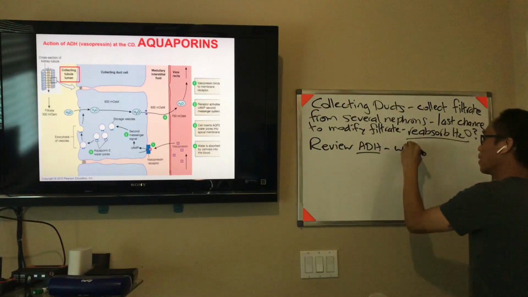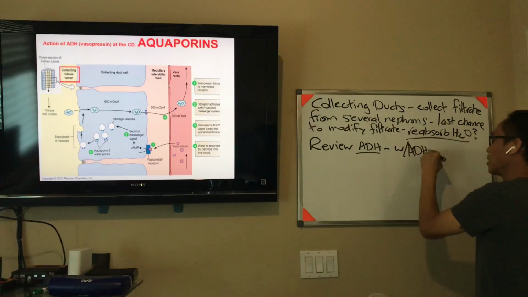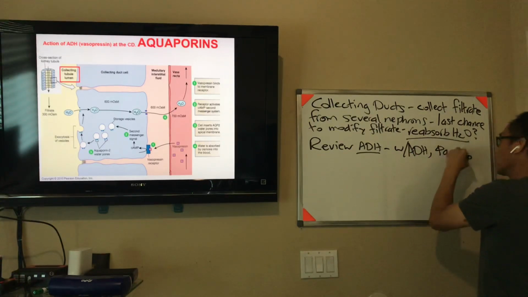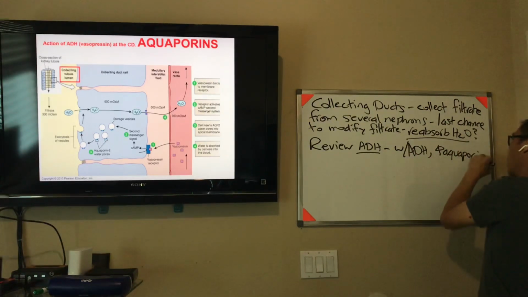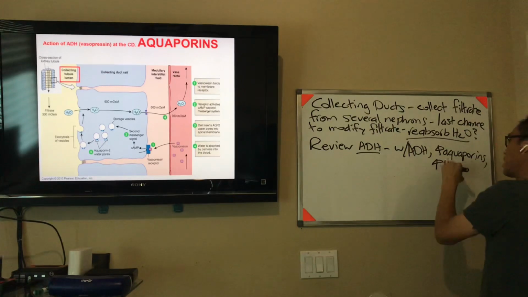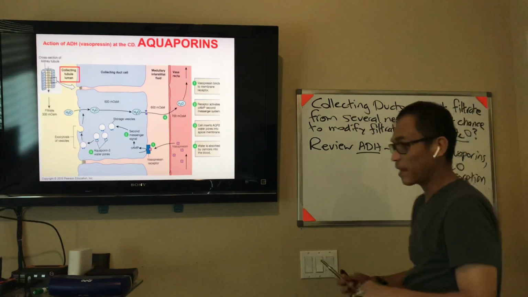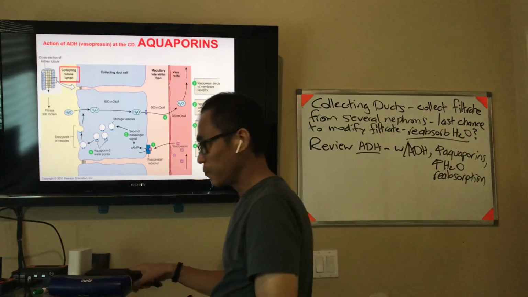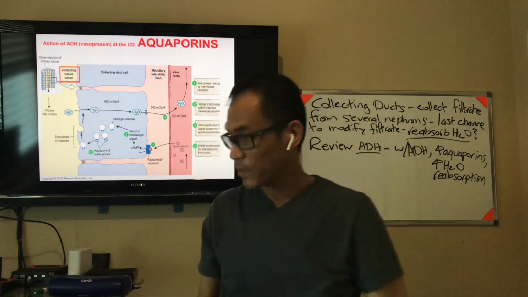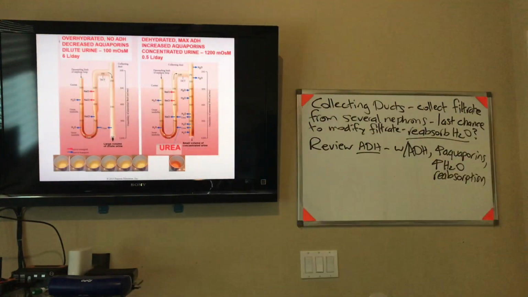With ADH, you have increased aquaporins, increased H2O reabsorption. That's what you see in this figure. And that increases the blood volume and the blood pressure there. So let's look at this slide here and just compare. The renal physiologists have done the math for us, so we can kind of put some numbers to this dilute and concentrated urine.